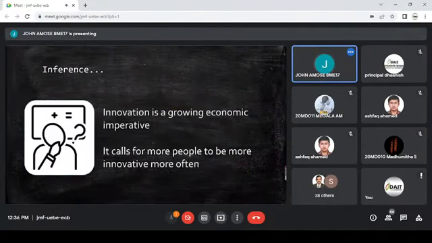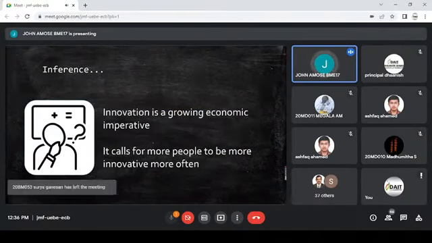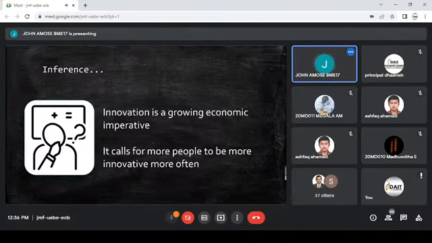But innovation is mandatory. Like I said, companies that did not innovate, they fail. But it is not that easy, right? So it calls for more people to be more innovative more often. All right. So more people have to be critical thinkers.